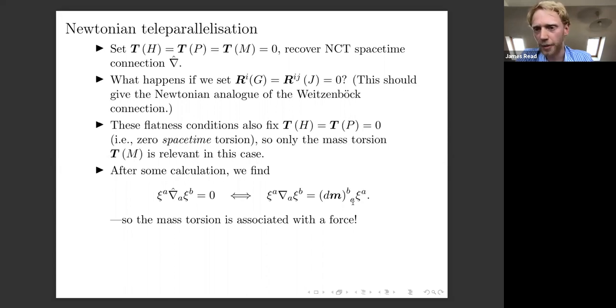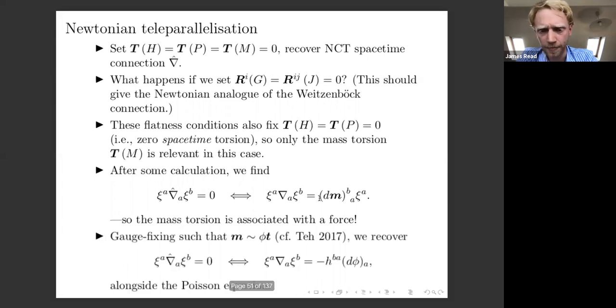I find that there's a term on the right-hand side which is associated with mass torsion. There's still a little bit of gauge fixing that you can do here, which is associated with the curvature conditions in Newton-Cartan theory, which I've talked about before. In particular, I can use them to go to a twistless gauge, which lets me write the mass field m as some function phi times the clock form t.